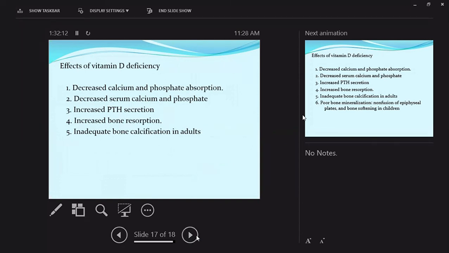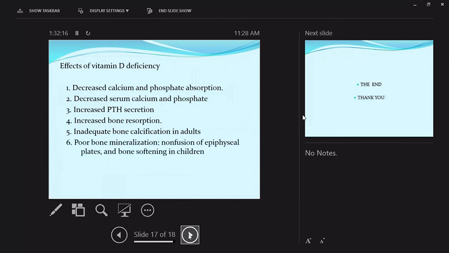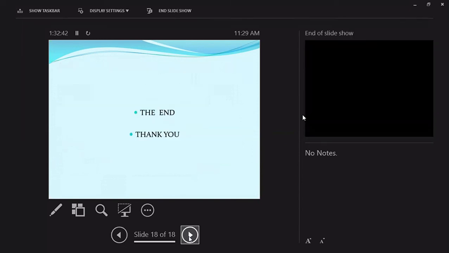So poor bone mineralization develops, non-fusion of epiphyseal plates, and bone softening in children. That's your rachitic rosary, okay, in the ribs of the children. That's it.